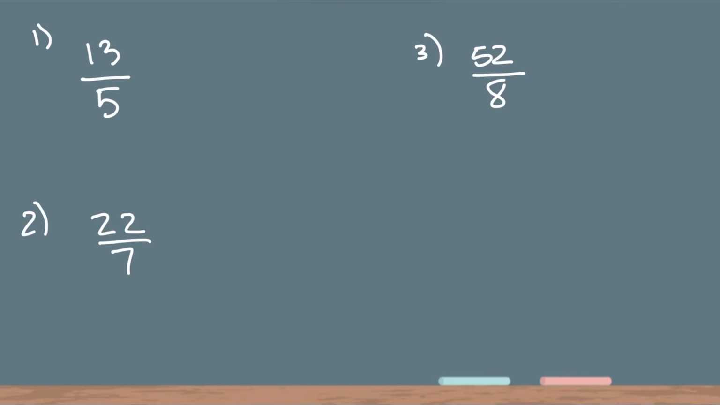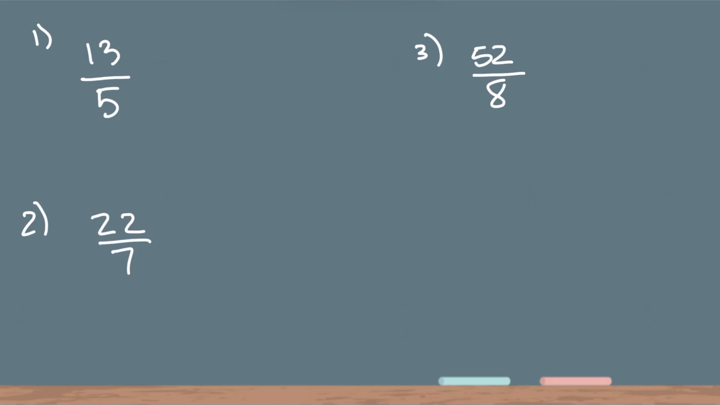Welcome. Today I'll be going over how to convert from an improper fraction to a mixed number. In a fraction, you have a numerator, which is your top number, and then a denominator, which is your bottom number. When you have an improper fraction, that is when you have a larger number on the top. So your numerator is larger than the denominator. I have 3 problems on the board, and we'll go through it one at a time.